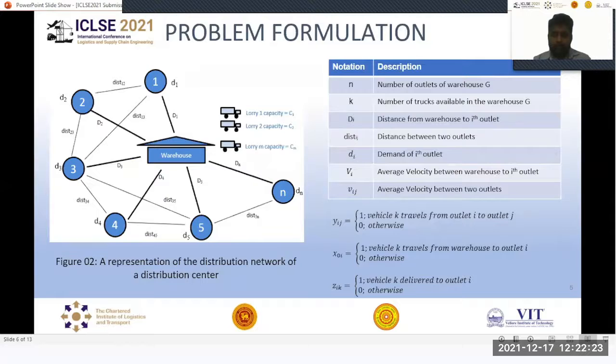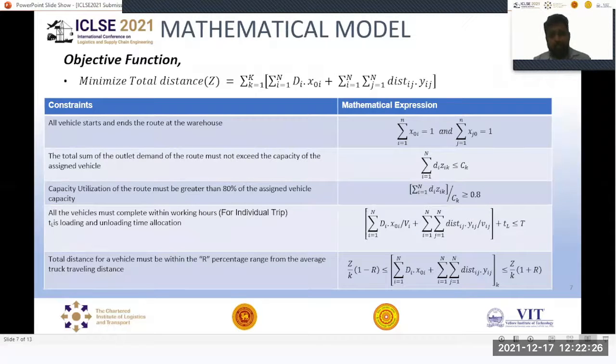So this is the problem formulation, and this is the mathematical model. The objective function is to minimize the total distance. We use the constraint that all vehicles start and end at the warehouse. The total sum of the outlets' demand must not exceed the capacity of the assigned vehicle. Capacity utilization of the route must be greater than 80% of the assigned vehicle capacity, and all the vehicles must complete within working hours. Total distance of the four vehicles must be within the predefined R percentage range of the average truck traveling distance. In this case, it's 30%, and this is used for the workload balance.